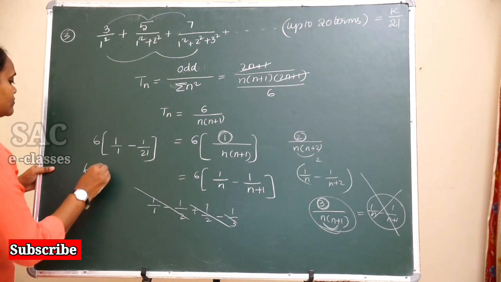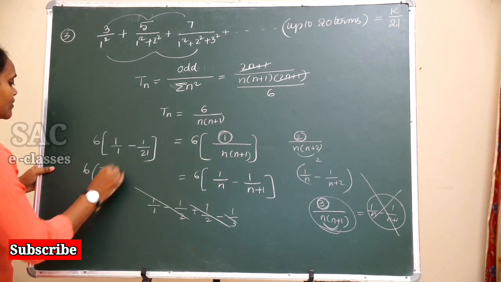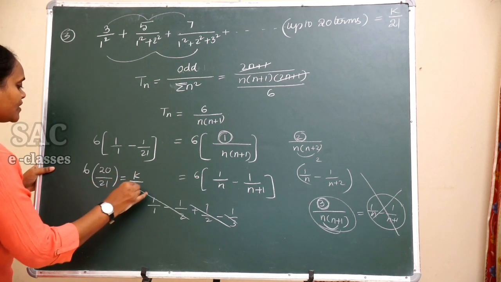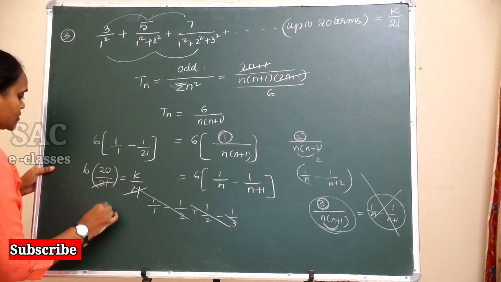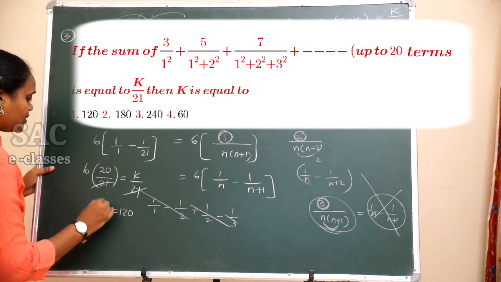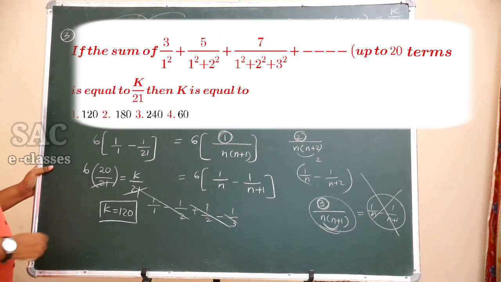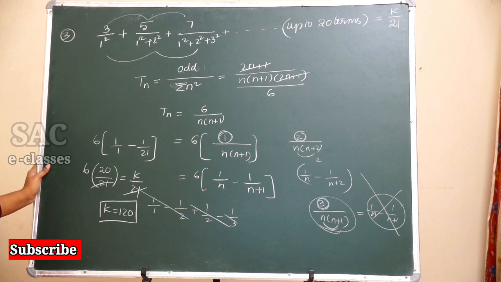So 6 into 20 by 21, which is equal to k by 21. So k value is 120. In that way we can simplify this answer. Let us move to the next problem.